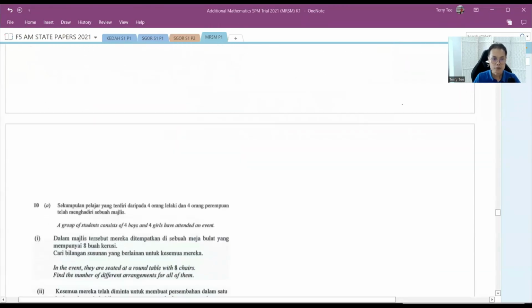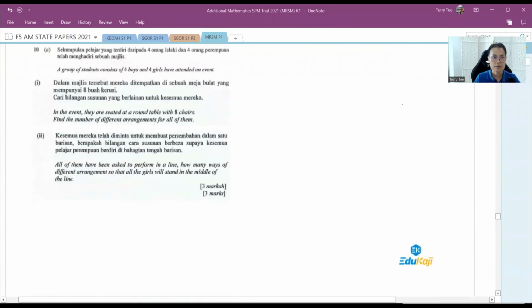Okay, let's move on to number 10. This is from chapter 4, permutation and combination, part E. A group of students consisting of 4 boys and 4 girls have attended an event. In the event, they are seated at a round table with 8 chairs. Find the number of different arrangements for all of them.